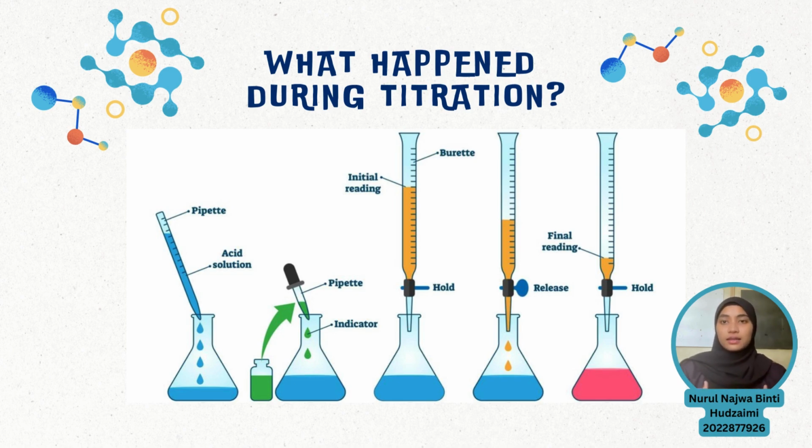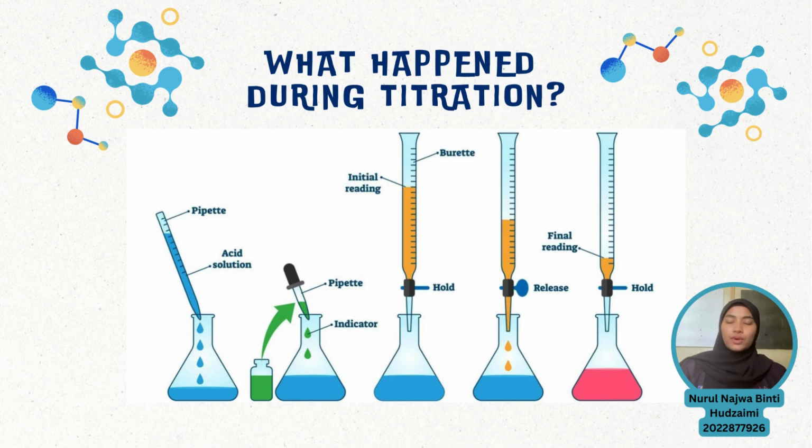Firstly, the analyte, in our case the citric acid solution, is pipetted into the conical flask. Then, a few drops of indicator are added according to what type of analyte is in the conical flask. The titrant is added into the burette, taking note of its initial reading so we can use it for calculation later on. Then, the stopcock is released until the color of the solution inside the conical flask starts to change.